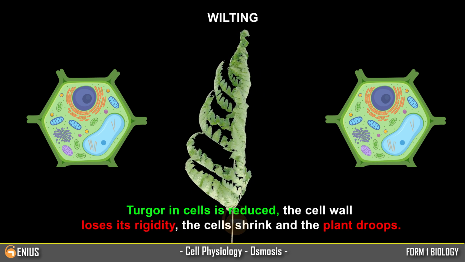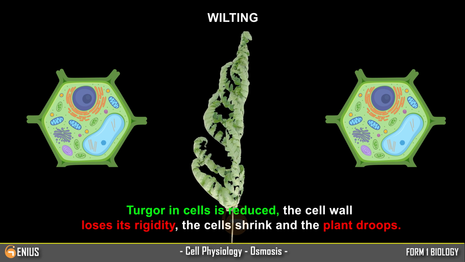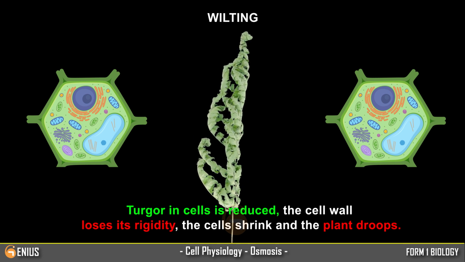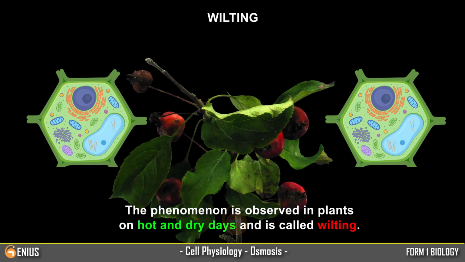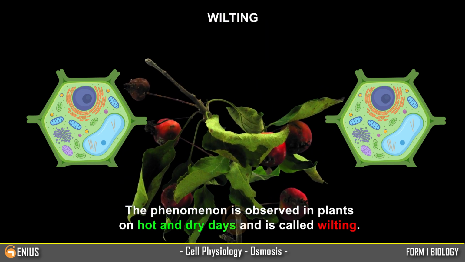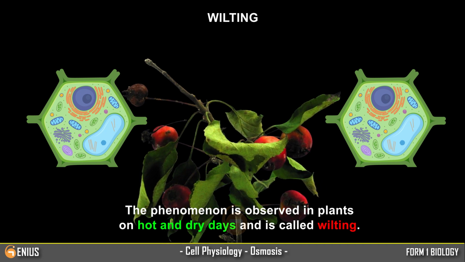Turgor in cells is reduced. The cell wall loses its rigidity. The cells shrink and the plant droops. The phenomenon is observed in plants on hot and dry days and is called wilting.